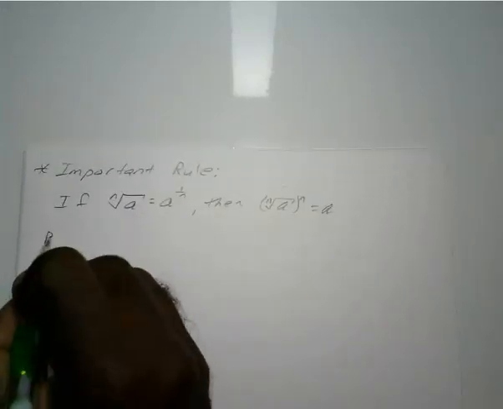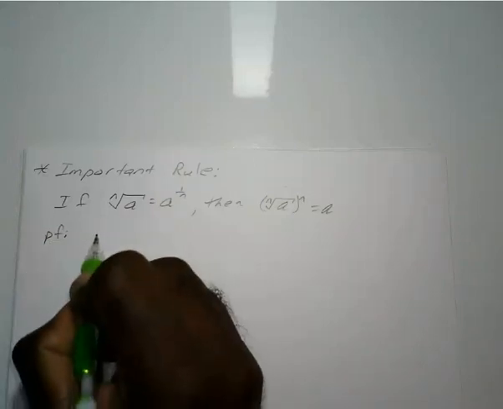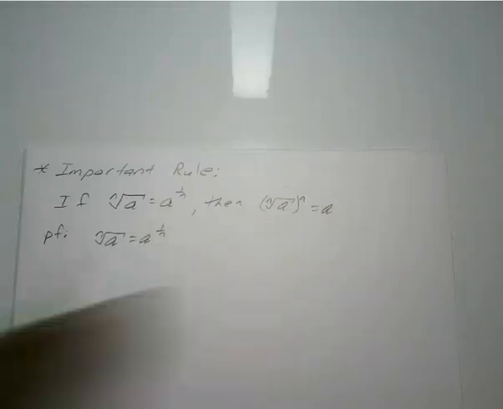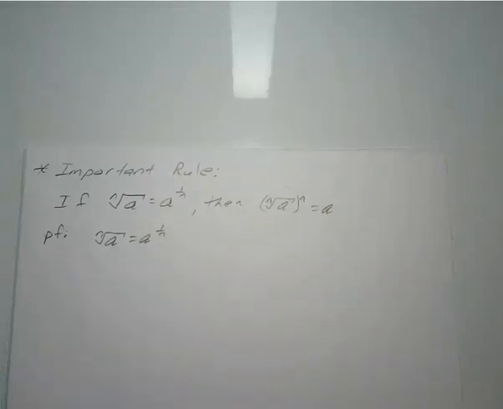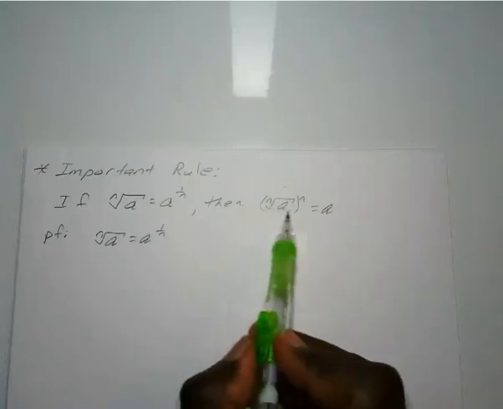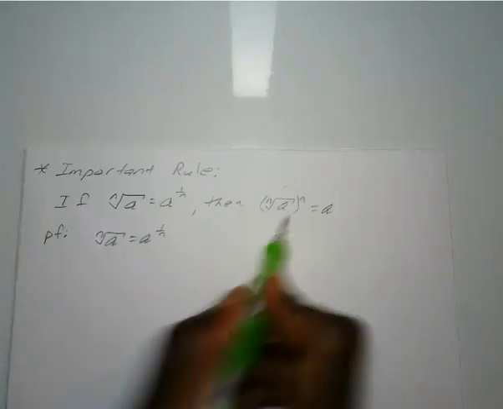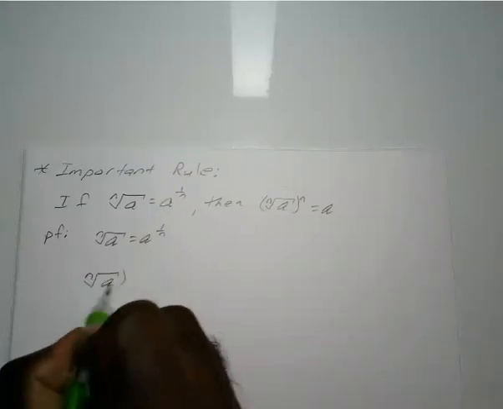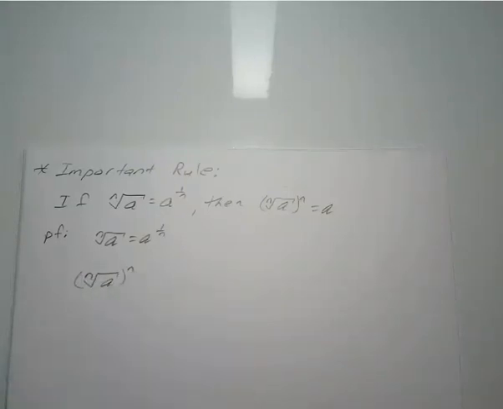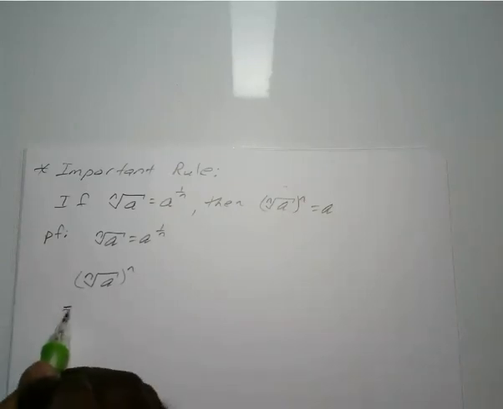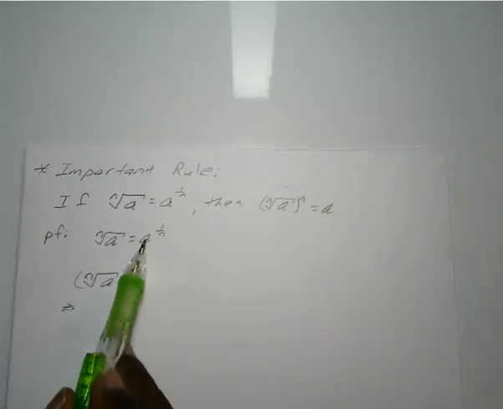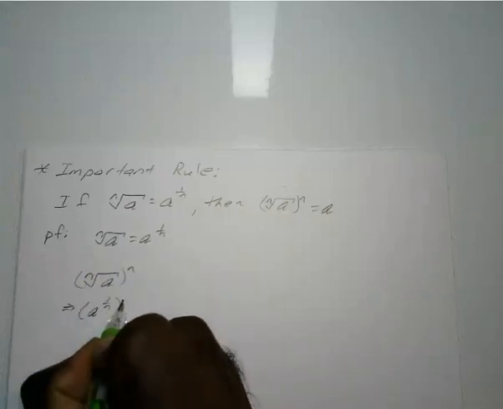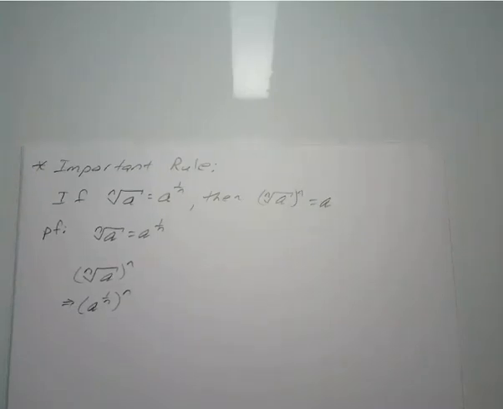Okay, so if we do a quick proof of that one, and again we know the nth root of a is equal to a to the 1 over nth power. So that means if we have this portion of the rule here, the nth root of a to the power of n, we know that our nth root of a, we can make that a to the 1 over nth power. So that's a to the 1 over nth power raised to the power of n.